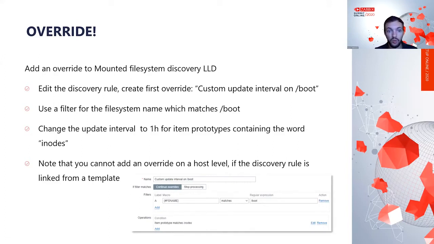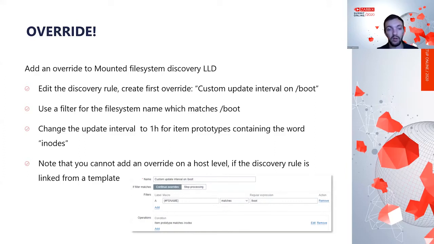So what we're going to do is we will keep everything that we have done before. So we have our filters set up. That's fine. Now we're going to create a new override, right? So we are going to go to our discovery rule, switch to overrides tab. We're going to create a new override, custom update interval on boot file system. And within the filter section, don't mistake this for the filter tab. This is the filter section of the override.